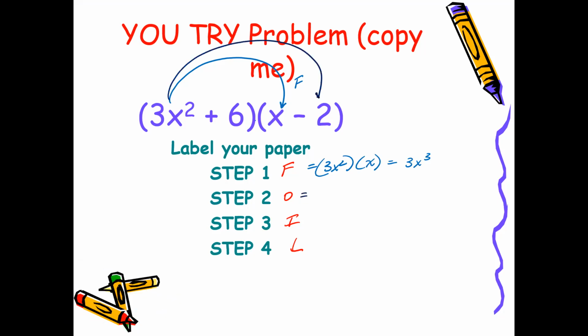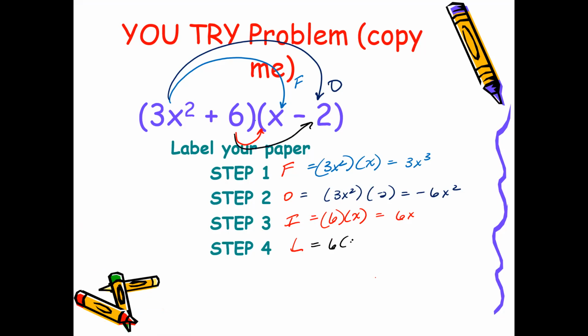Outer are the two terms on the outside, which is 3x squared and negative 2. I stands for inner, which are the terms on the inside, which is 6 and x, which is 6x. And then, of course, L stands for last, which is going to be your last term, and that's going to be 6 and negative 2, which is negative 12. So then your answer is 3x cubed minus 6x squared plus 6x minus 12. And that is your answer.